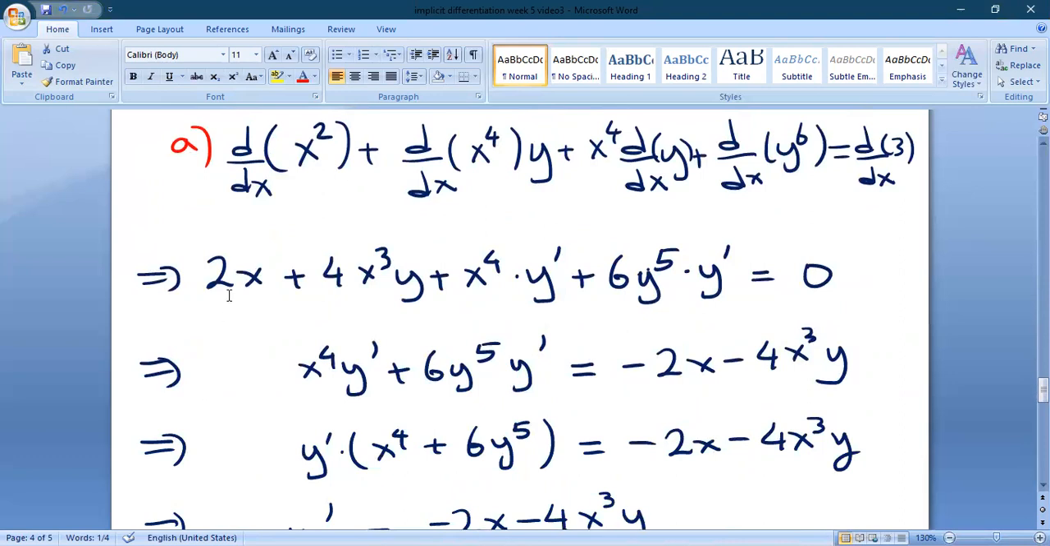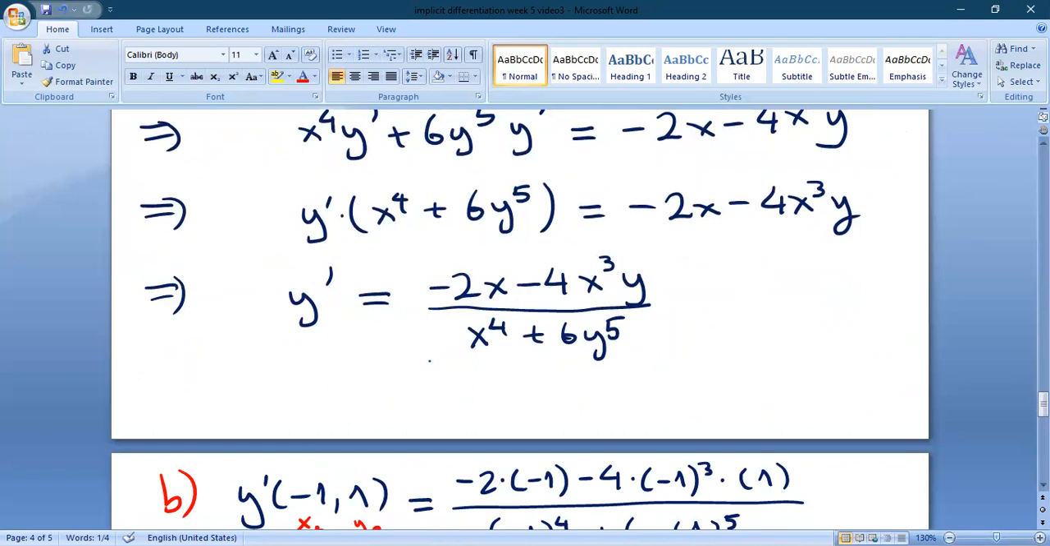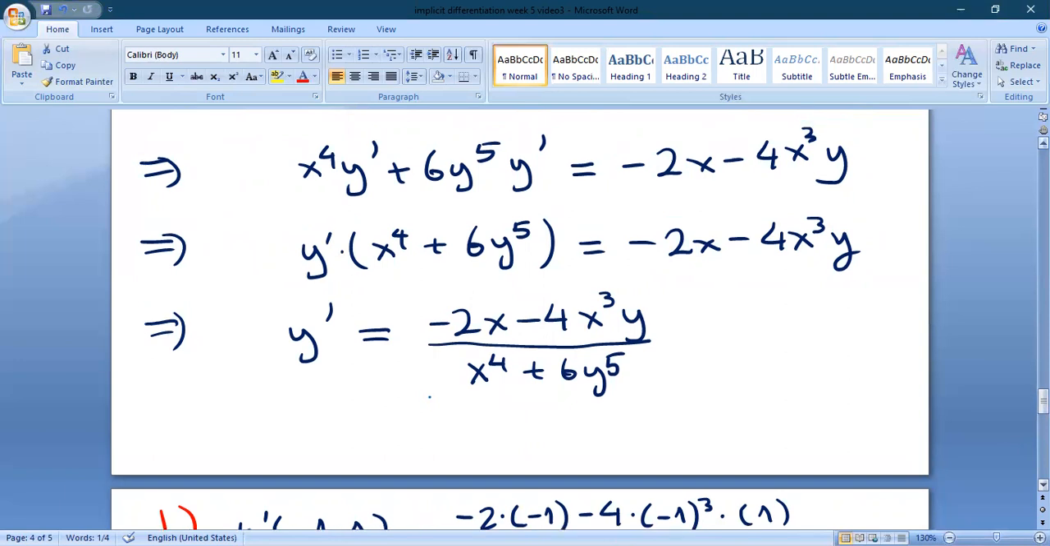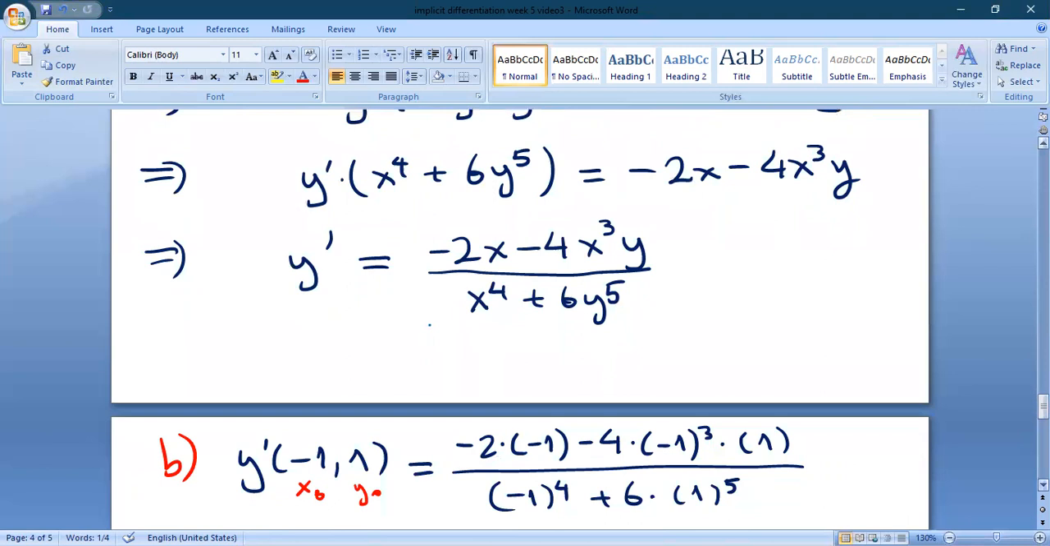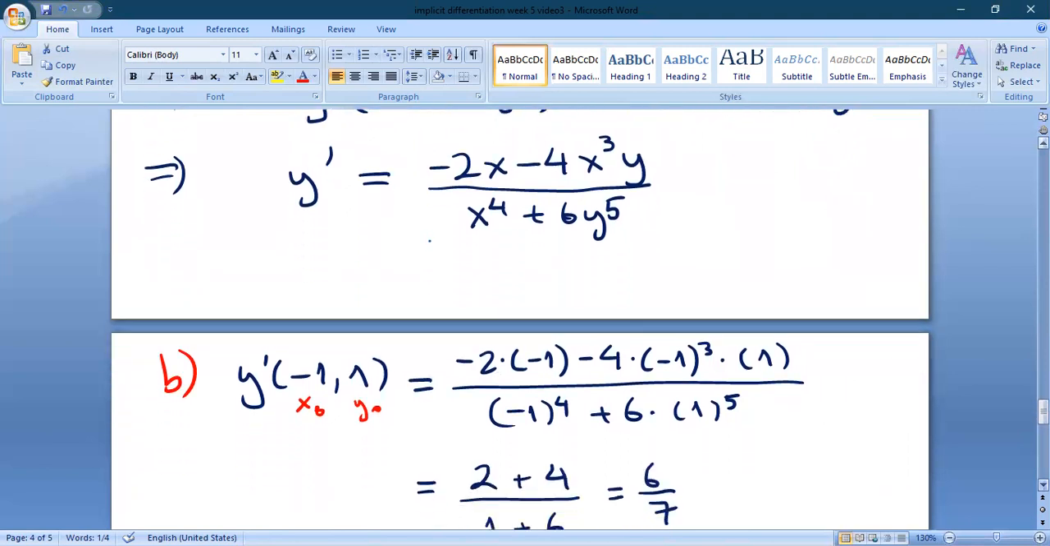And then, done with the derivatives, what's going to happen? We keep the y prime terms on the left, take the other terms to the right. So we get this equation, and then factor y prime, then divide both sides by the term next to y prime, which is x to the 4 plus 6y to the 5th, and then we get y prime. So this expression is the derivative expression for this function. That's part A.